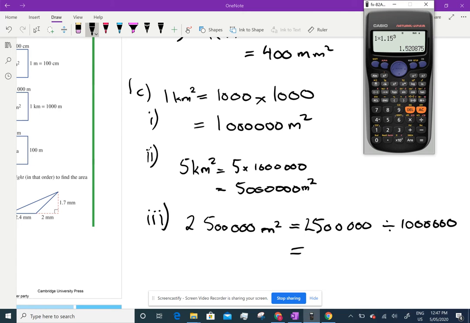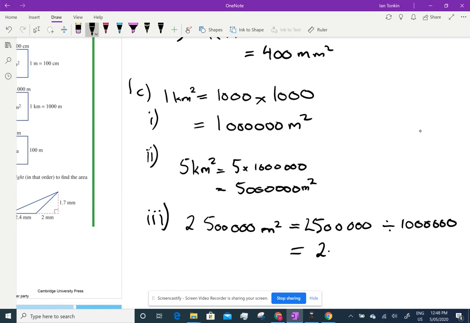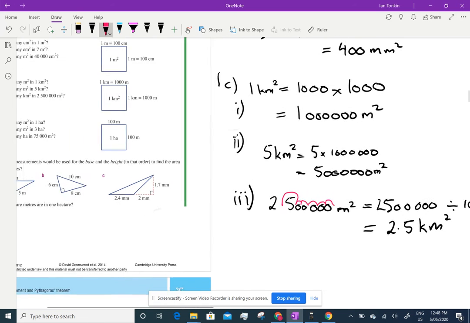And I'll use my calculator. So 2,500,000 divided by 1,000,000 is 2.5. Now, I know I'm right. Well, one, because I have the answers beside me, but also because I know that if I divide by 1,000,000, that's just moving the decimal point 6 spots. 1, 2, 3, 4, 5, 6. It's going to become 2.5 kilometres squared.